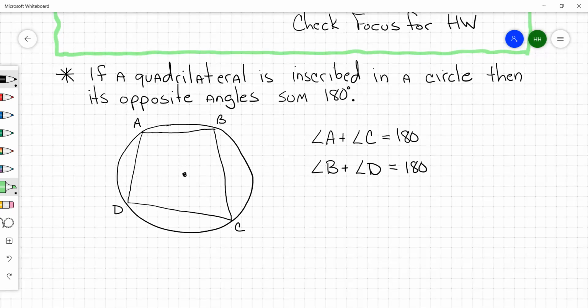Okay? So I think there's like 1 or 2 practice problems on each page where you've got a quadrilateral and you got to solve for some angle measures. Opposite angles sum 180. Capiche?